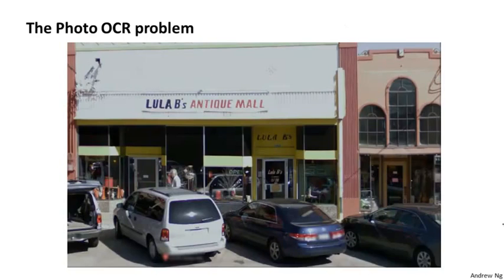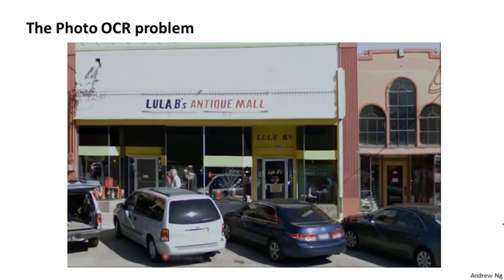The Photo OCR problem focuses on how to get computers to read the text that appears in images that we take. Given an image like this, it might be nice if the computer can read the text in this image so that if you're trying to look for this picture again, you could type in the words, Lulubee's Antique Mall, and have it automatically pull up this picture so that you're not spending lots of time digging through your photo collection of maybe hundreds or thousands of pictures in order to find this.